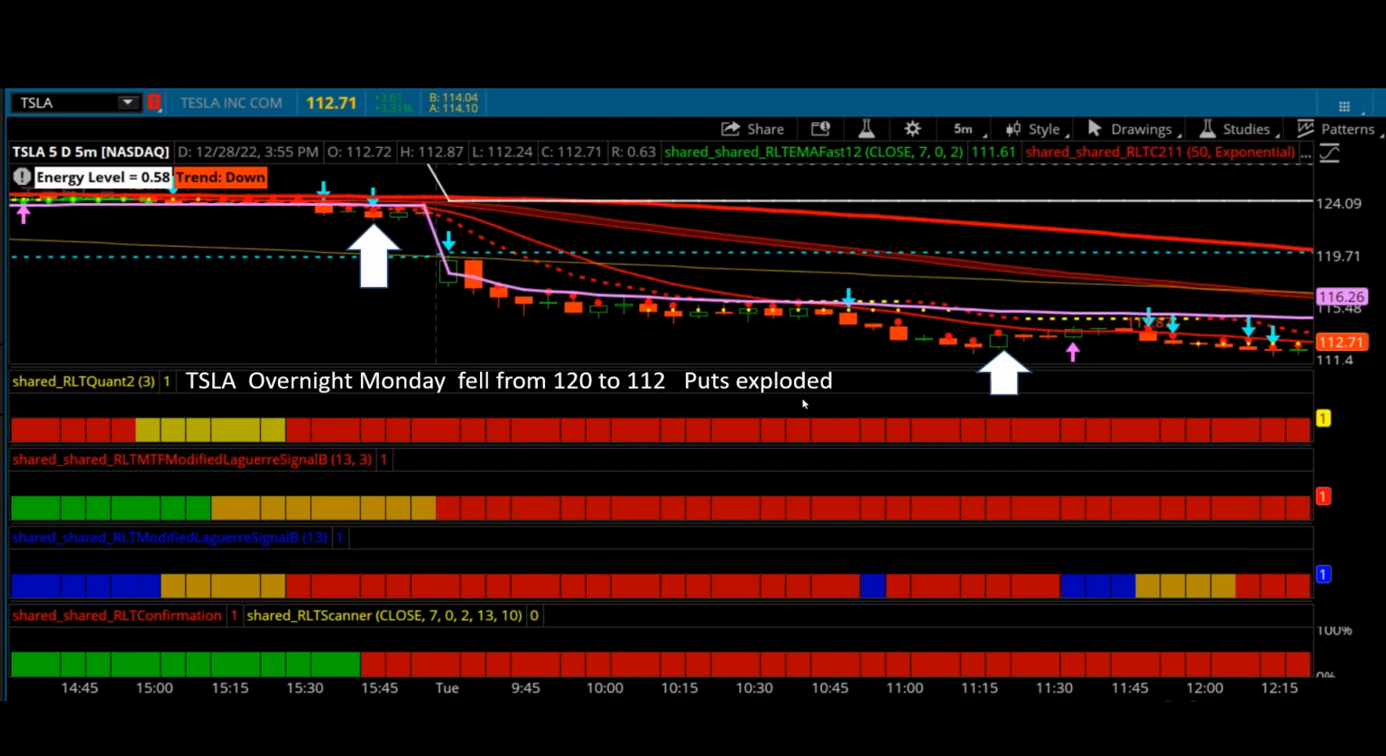The puts exploded, you can imagine. We stayed in it and we watched it until we felt like we had a fair profit in it at this point. Everything stayed red across the board. We had one little blue here, but it stayed red, and we get out right here and we took, I think, about $7 a contract on that thing. That was a pretty nice trade for Tesla, doing it overnight.